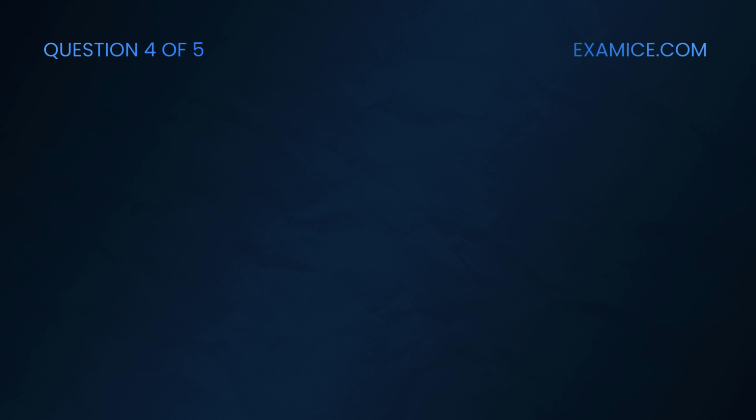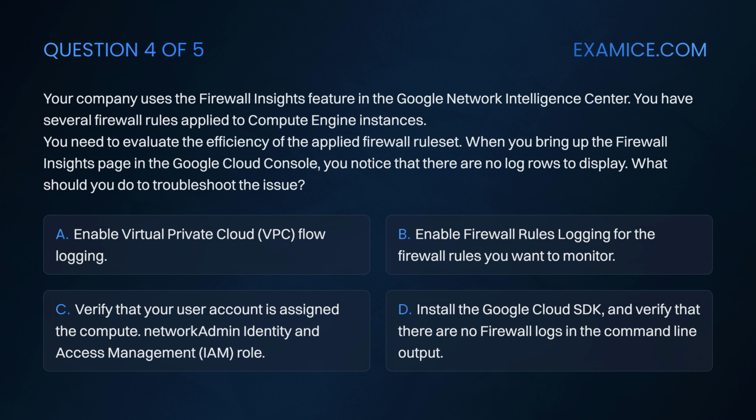Question 4. Your company uses the Firewall Insights feature in the Google Network Intelligence Center. You have several firewall rules applied to Compute Engine instances. You need to evaluate the efficiency of the applied firewall rule set. When you bring up the Firewall Insights page in the Google Cloud Console, you notice that there are no log rows to display. What should you do to troubleshoot the issue?